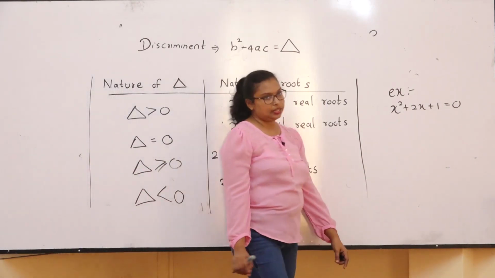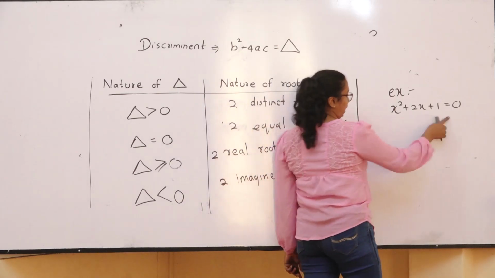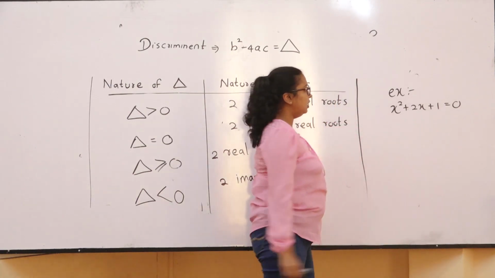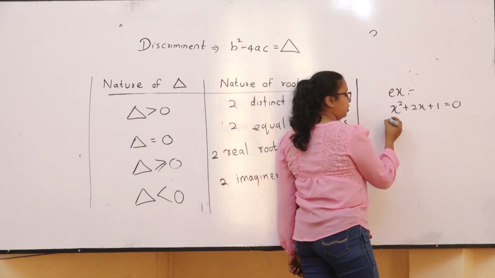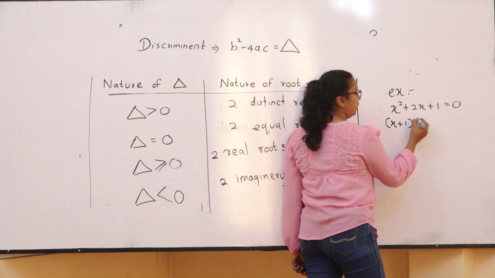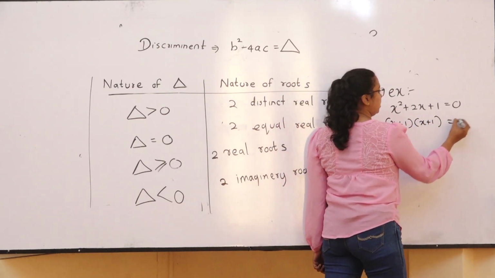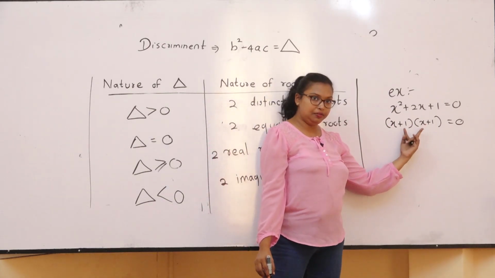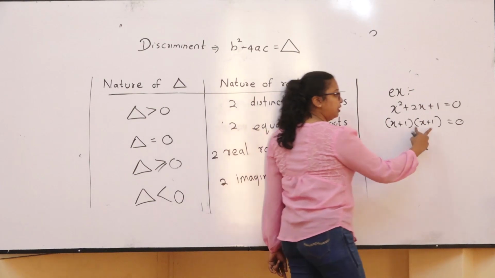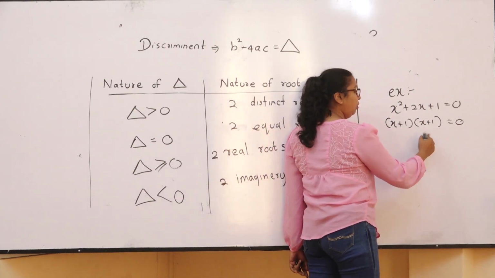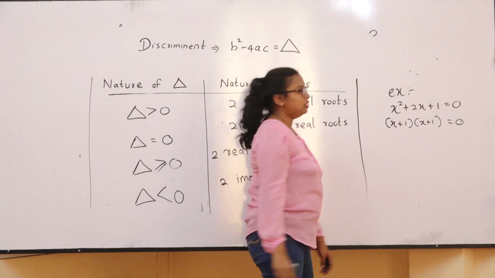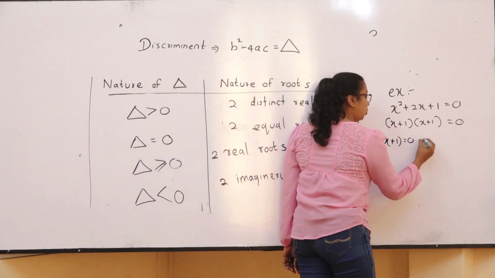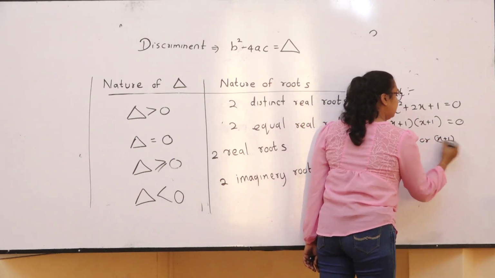Okay, let's move to the example. You have learned to find the solutions of this. This one we can write as, once you factorize, x plus 1 into x plus 1 equals 0. Right. For a product to be equal to 0, either both of them are equal to 0 or at least one of them equals 0. So, I will get x plus 1 equals 0 or x plus 1 equals 0.